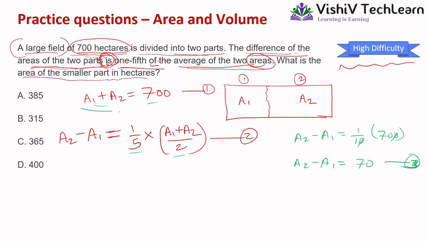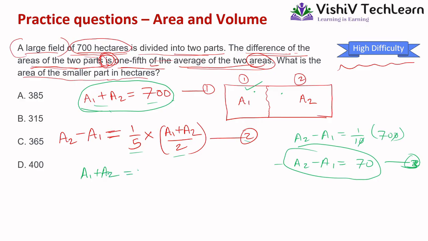We got first equation as this and the third equation as this. Simply we can add these two equations. Correct? So now we have considered that A1 is smaller. But finally we will get the right answer once we get the actual value of this and this. Now let's simply add these two. So adding these two equations will be something like this: A1 plus A2.